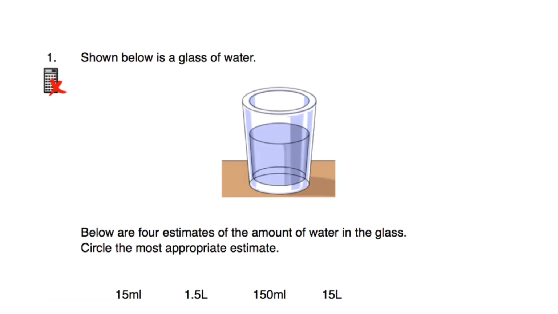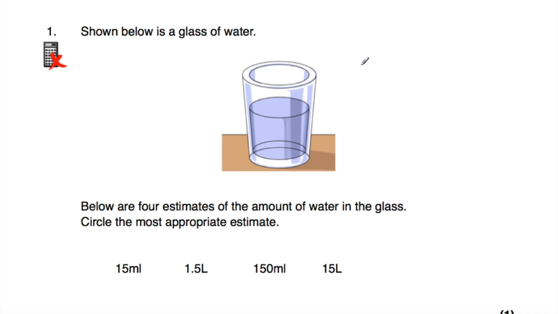Okay, question number one. Question 1 says, shown below is a glass of water. So we've got this glass of water, and it says below are 4 estimates of the amount of water in the glass, and we've been asked to circle the most appropriate estimate. And the 4 estimates are 15 millilitres, 1.5 litres, 150 millilitres, and 15 litres.